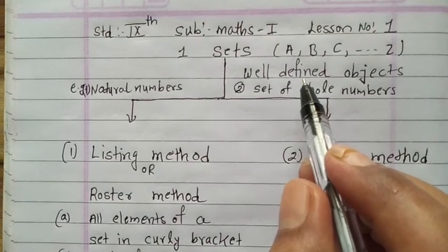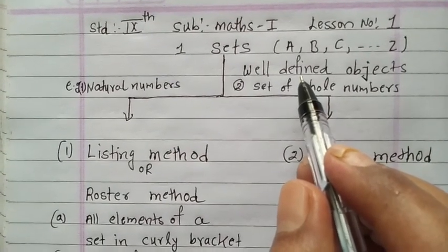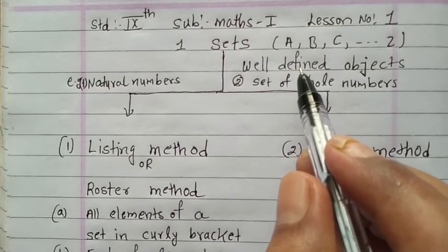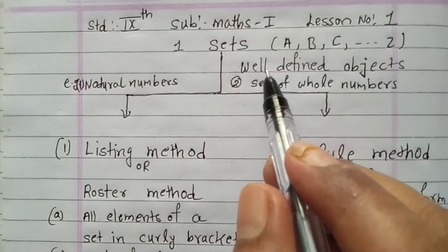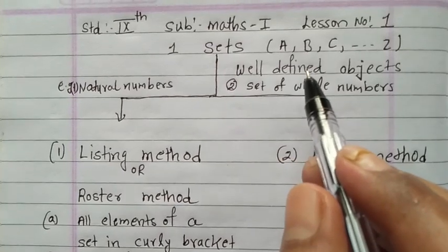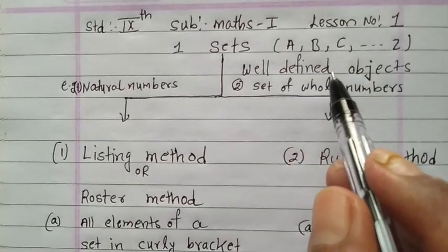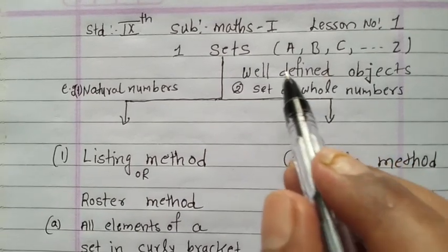For example, in a classroom there are many students and the students are divided, that means what, number of girls and number of boys. So number of girls and the number of boys are the sets.